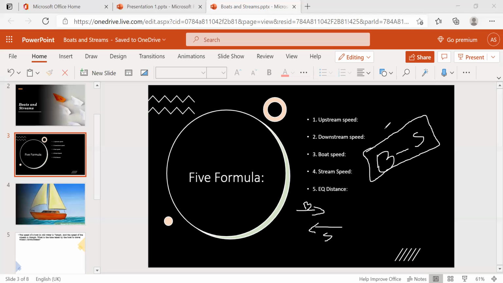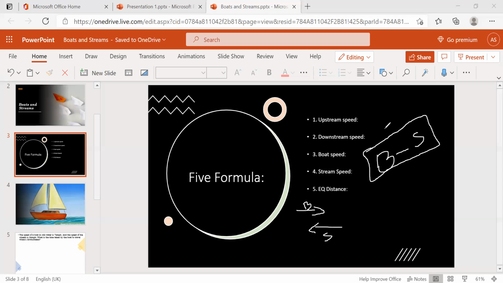You should not learn these formulas by heart, because if you do, you cannot solve some tricky questions. If you know how to derive these formulas, then it is easy to apply them in any problem. So what is upstream here?